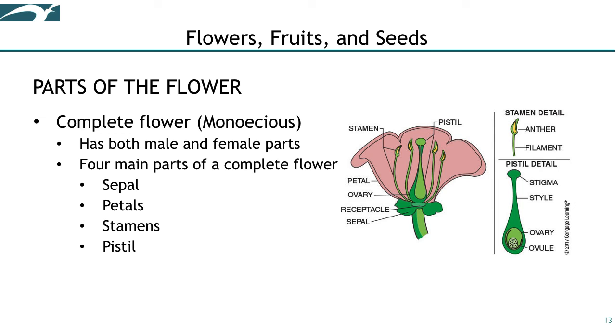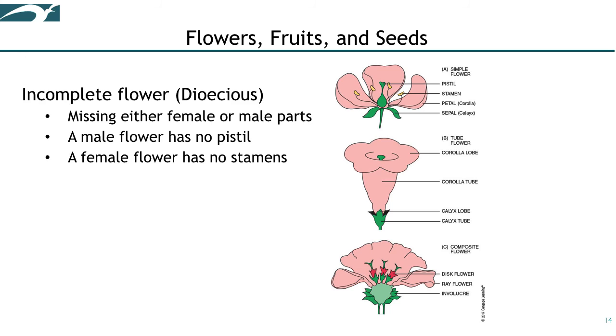Flowers, fruits, and seeds. Parts of the flower. In the complete flower, we have both male and female parts. There are 4 main parts of a complete flower: the sepal, petals, stamens, and pistils. Within the incomplete flower, you are missing the male or the female part. A male flower has no pistil, and the female flower has no stamen.